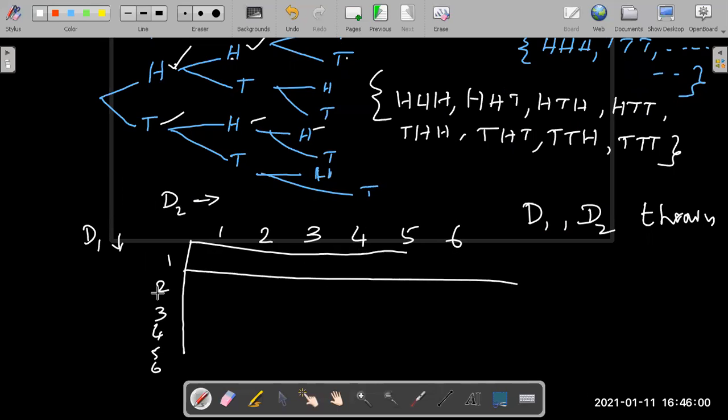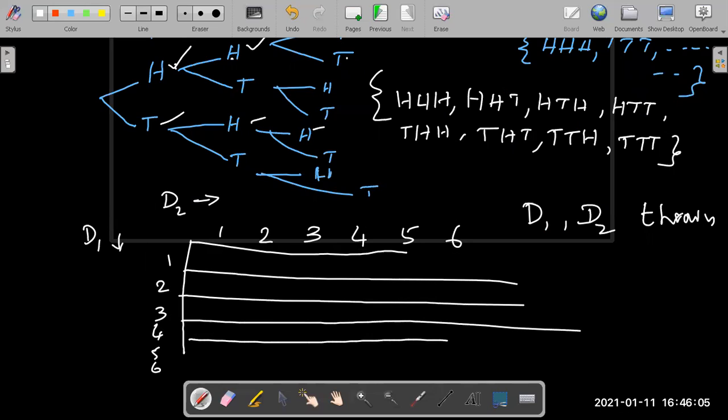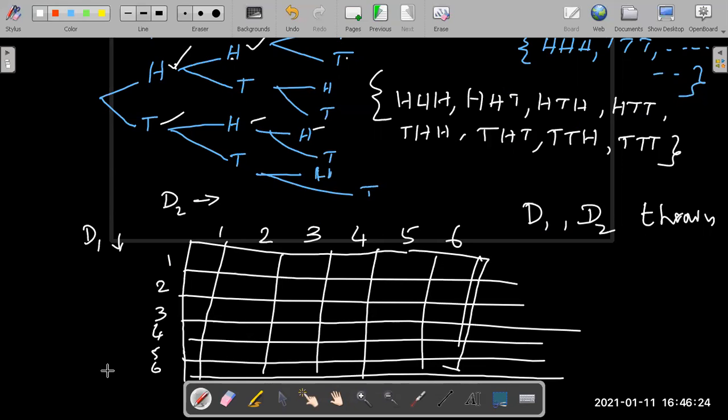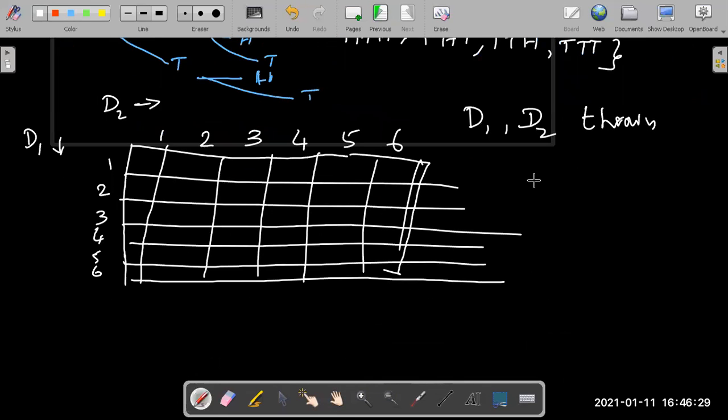So now we are making a grid. So this is the 4th one, this is the 5th one, and this is the 6th one. So similarly, you will write 1, 2, 3, 4, 5, and 6. So how many are there? 6 multiplied by 6. You got 36 possibilities. So the sample space will be 36.